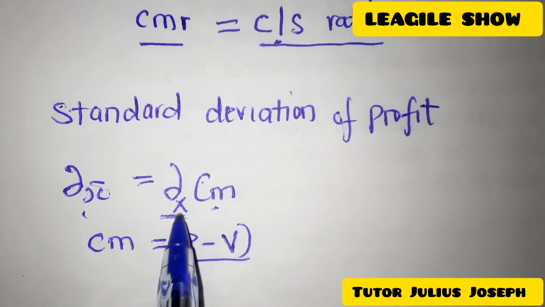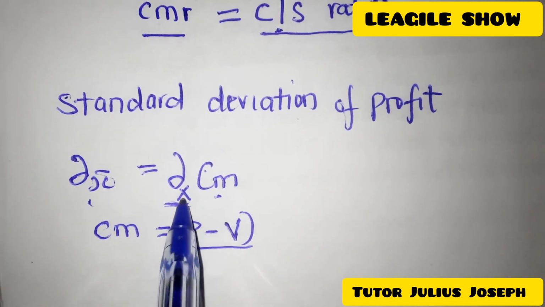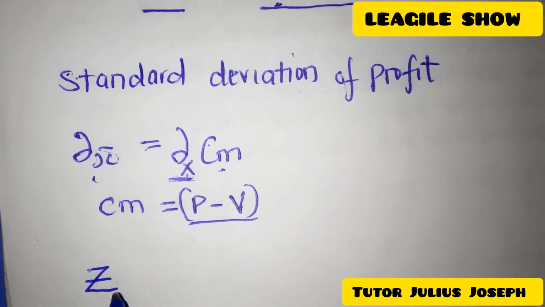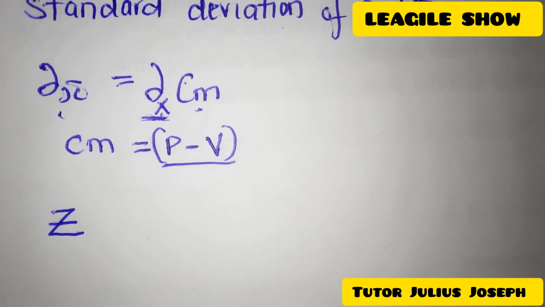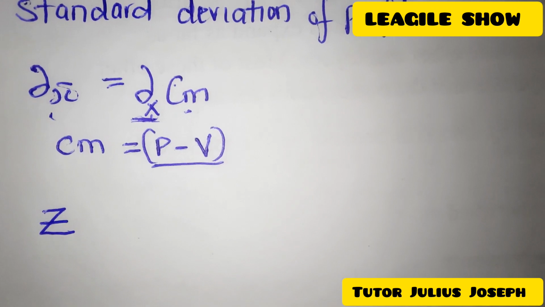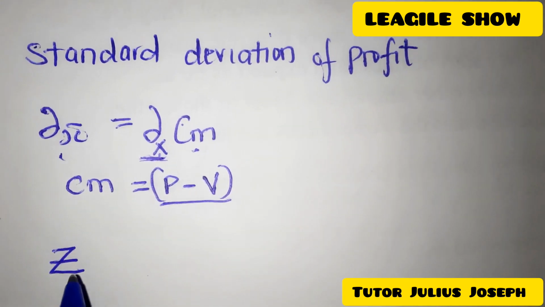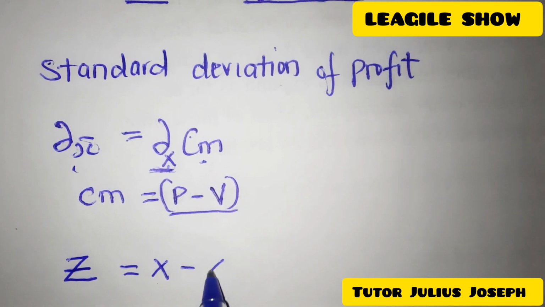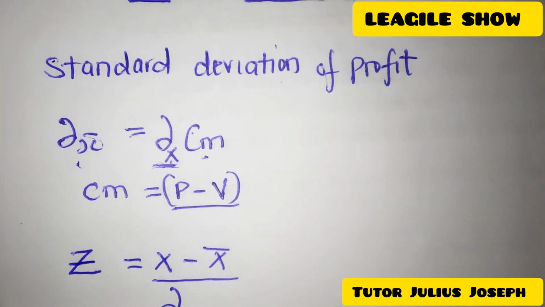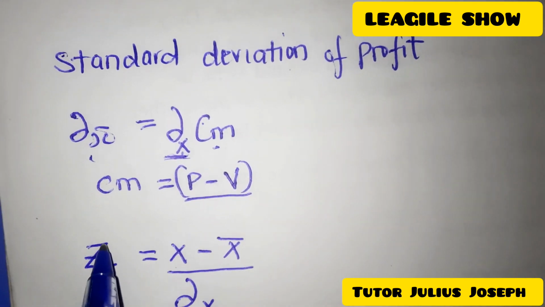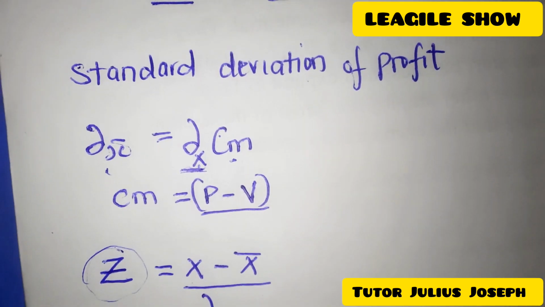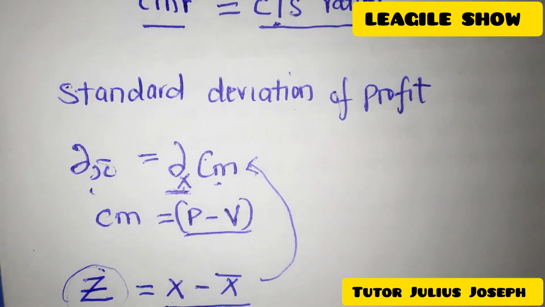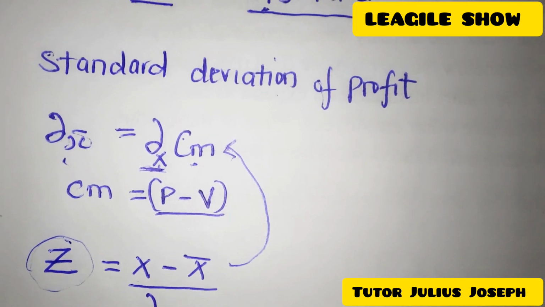But in the case where this standard deviation of sales is not given, then you will be forced to use what is called the Z value. The Z value here will actually support you to find the standard deviation of sales. So in this case, remember the Z value will be given by X minus X bar over standard deviation of sales. But if the question gives you this, then you will only start by finding this value for you to use this formula to get the standard deviation of the profits.